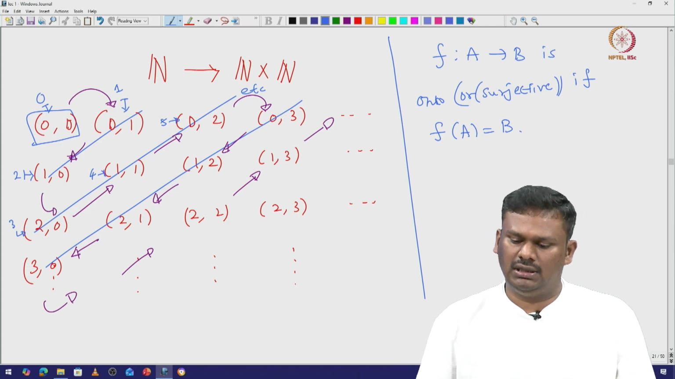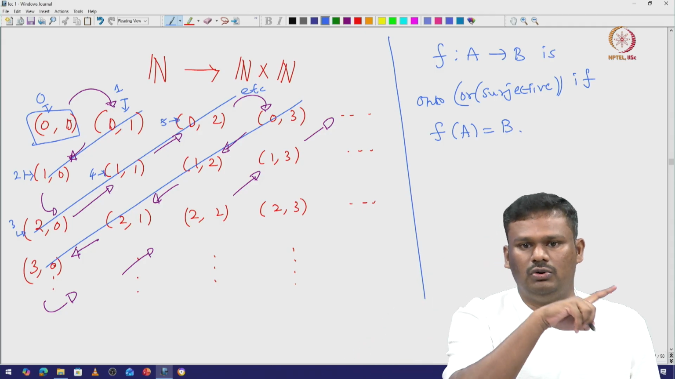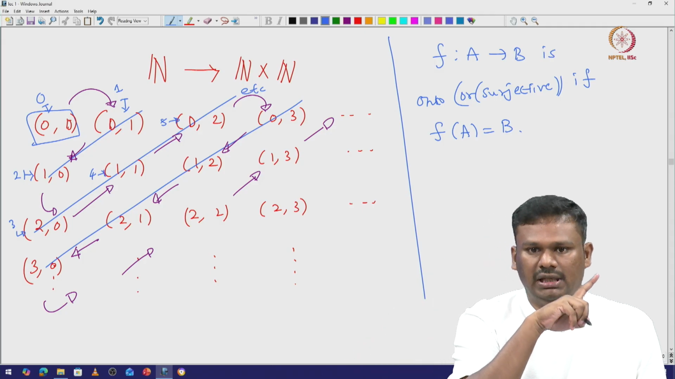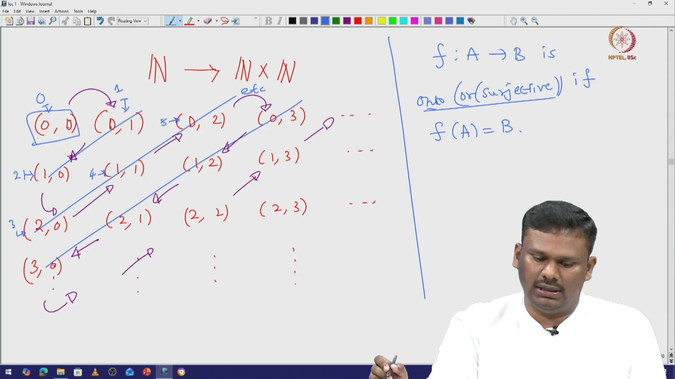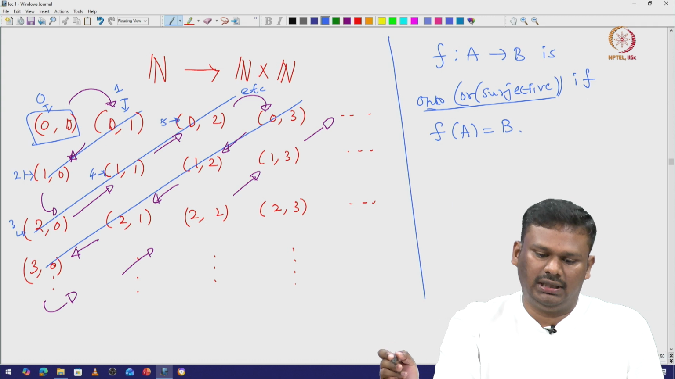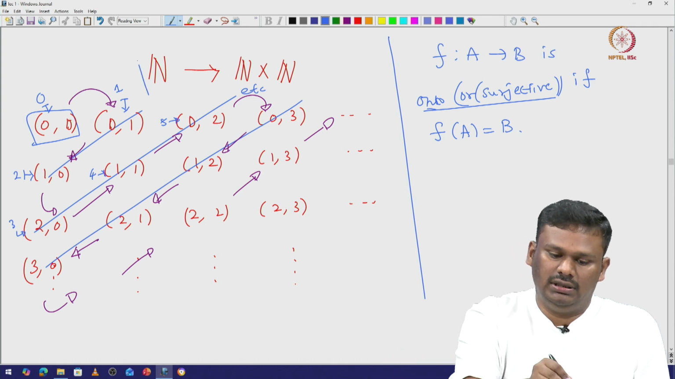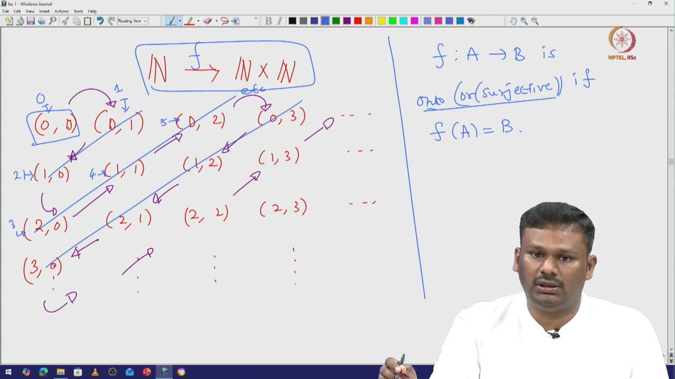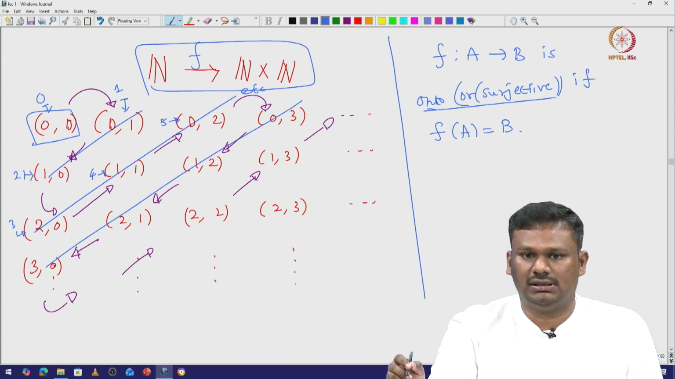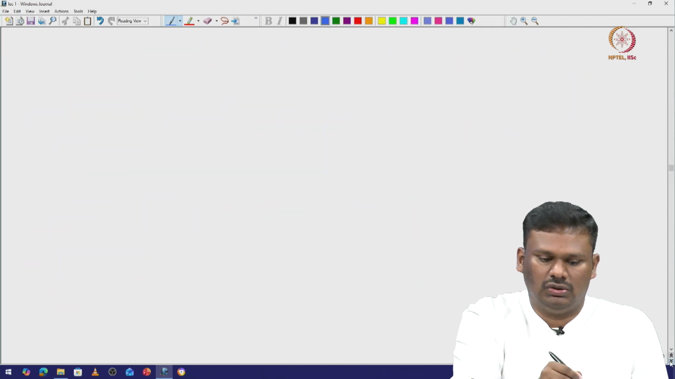What is the meaning of that? Given each element in B, we will be able to find a pre-image in A. That is what ontoness means. Okay. And this map that I have described here tells us that the function that I defined is both injective as well as surjective, and such maps are called bijective maps.